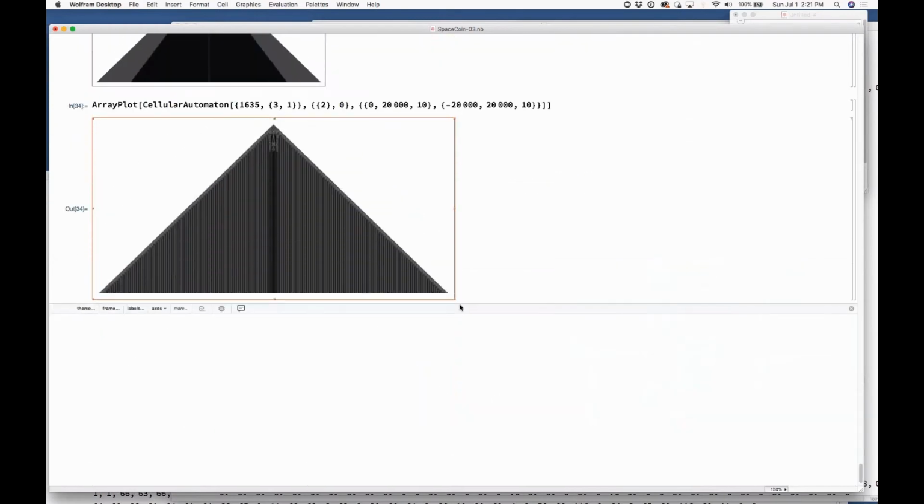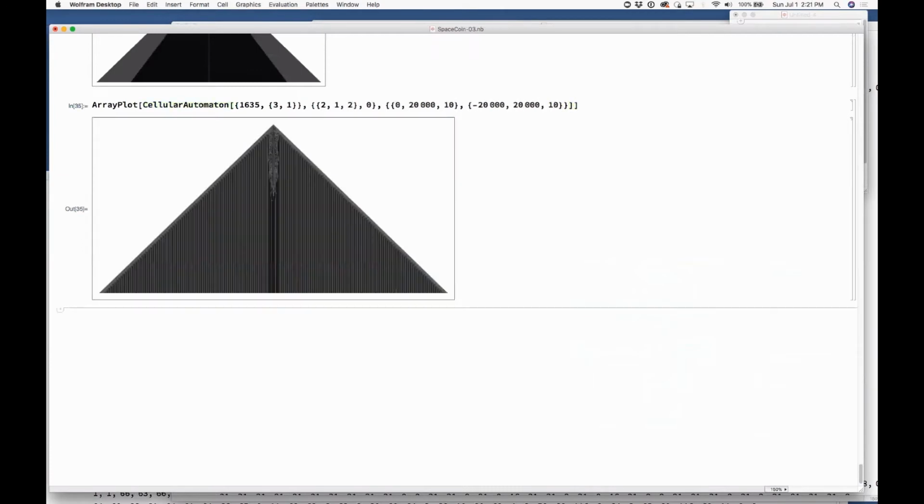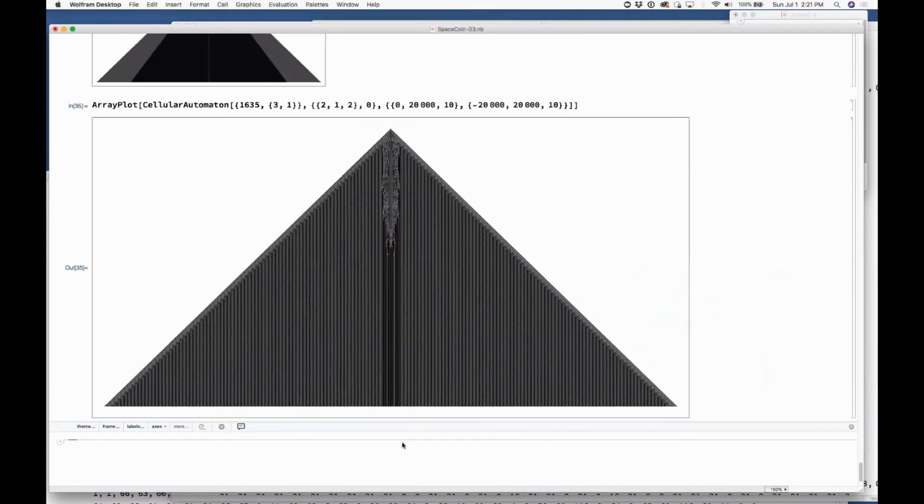Maybe if we try a different initial condition here. Let's try like 212, for example. Oh, it lasts a lot longer, but it's still very. Although it has big wings, so to speak, it's still only got action in a small region there. So I think we're running out of time here.